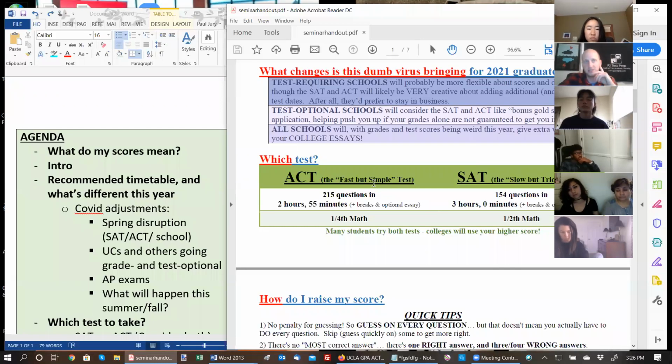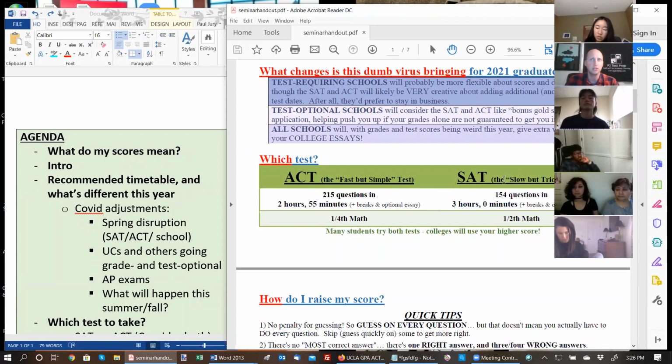Many of you took the ACT this morning, and probably found it very difficult to get through sections. It's very, very quick. It's hard to finish the whole entire thing. The SAT is the slow but tricky test, as in you get to take your time a little bit more, but the questions are evil sometimes. They're very trappy and tricky and complicated.